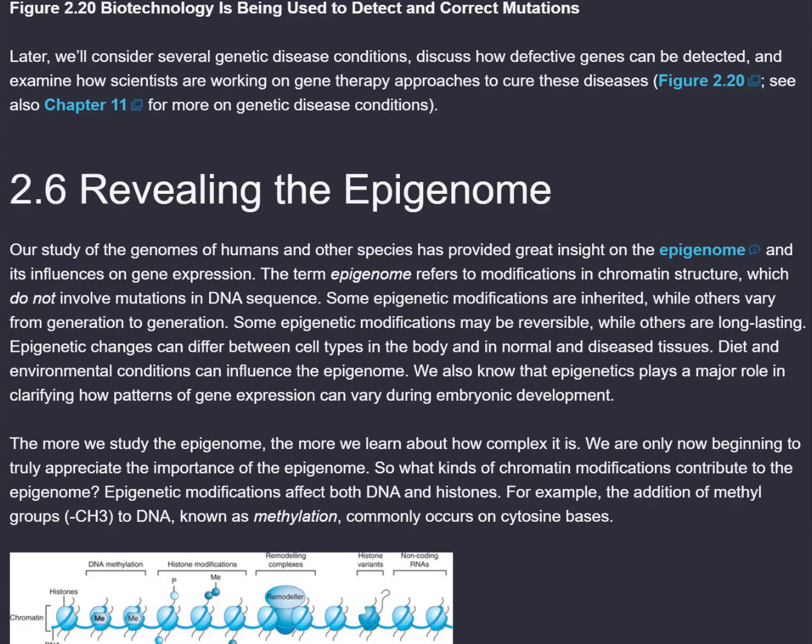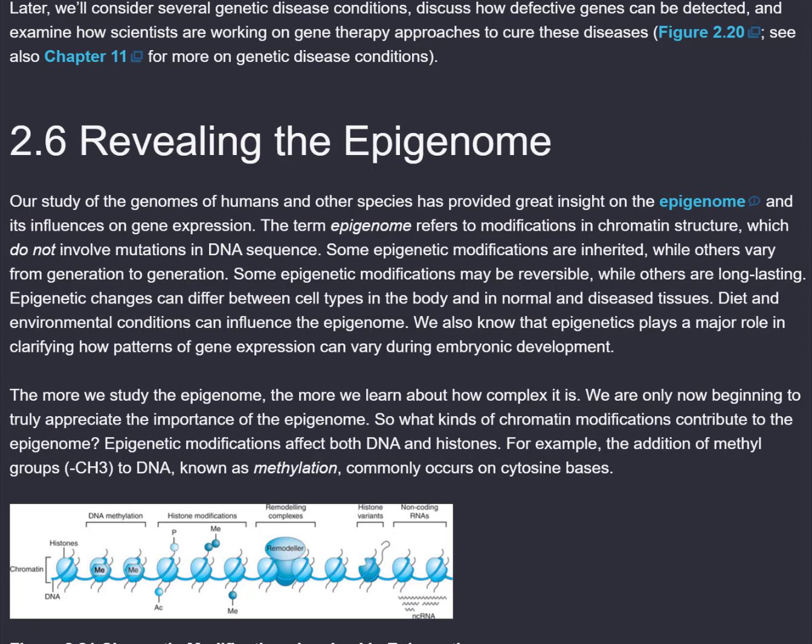Figure 2.20. Biotechnology is being used to detect and correct mutations. Later, we'll consider several genetic disease conditions, discuss how defective genes can be detected, and examine how scientists are working on gene therapy approaches to cure these diseases. See also Chapter 11 for more on genetic disease conditions.